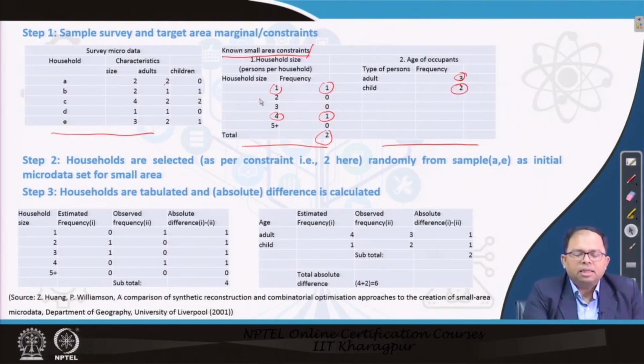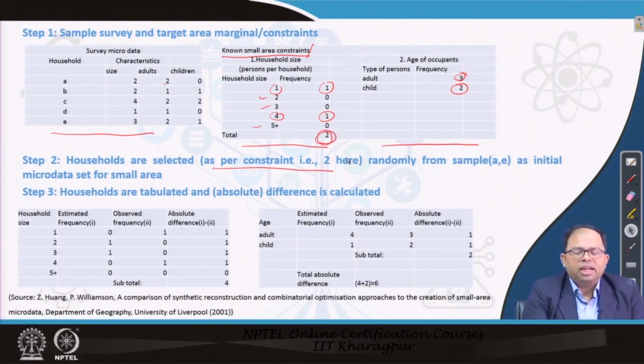And you can see that for household size 2 and household size 3 there are no households, or even household size 5 plus, there are no households. So, total number of households is 2, total population is 5. Then what we do is, households are selected randomly from the sample as the initial micro data set for the sample area. As per the constraint, we know that there are only 2 households.